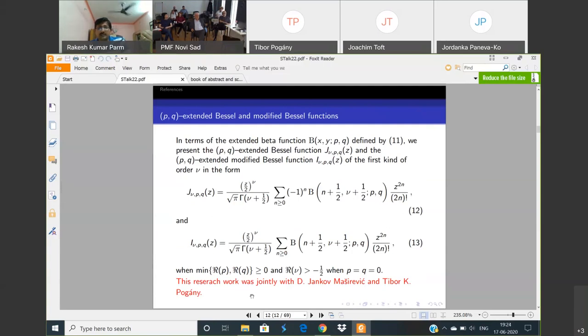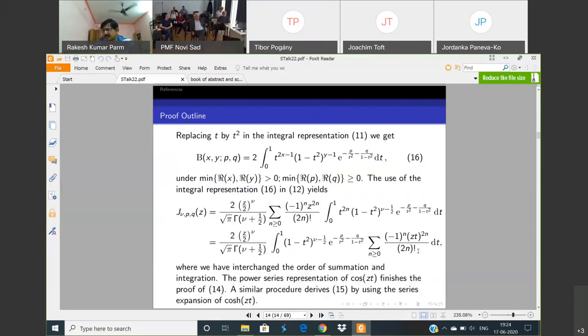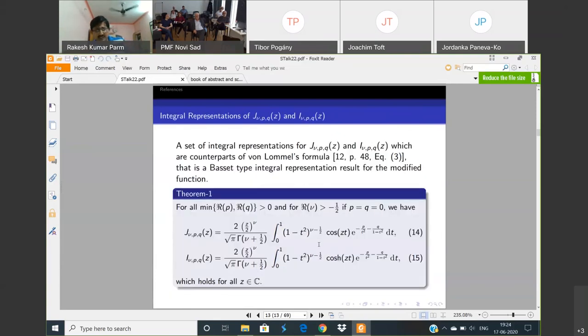This research work was jointly done with Dragana Jankov Maširević and Tibor K. Pogány. A set of integral representations for these extended functions is derived in Theorem 1 and is given by 14 and 15. And again, it is interesting to note that if we put p equal to 0 and q equal to 0 in 14 and 15, we obtain the integral representations of the classical Bessel and modified Bessel functions. The proof is very simple here. If we take the definition of the extended beta function in the series representation of the Bessel functions, and in the resulting integral we use the series representation of the cosine function, we immediately get the integral representation of the Bessel function.